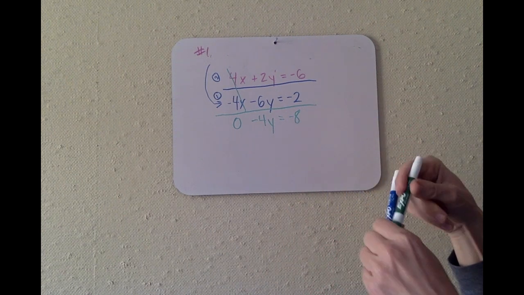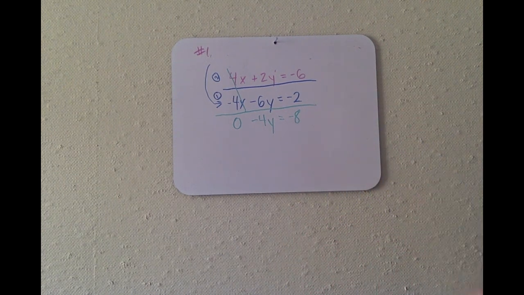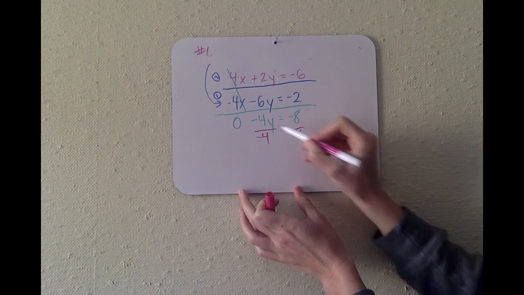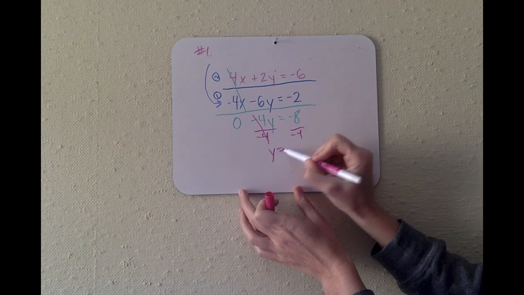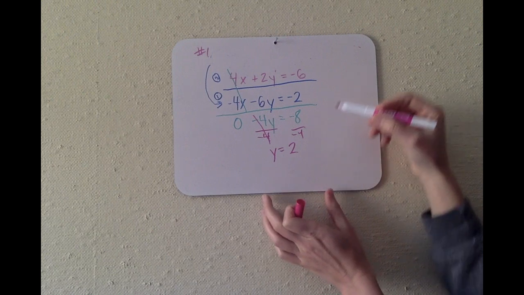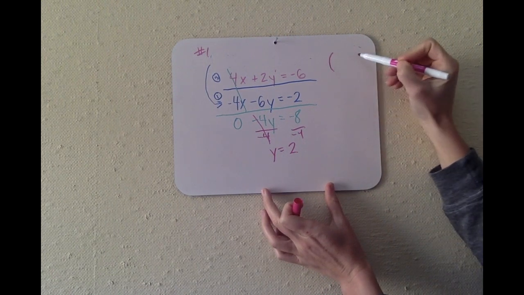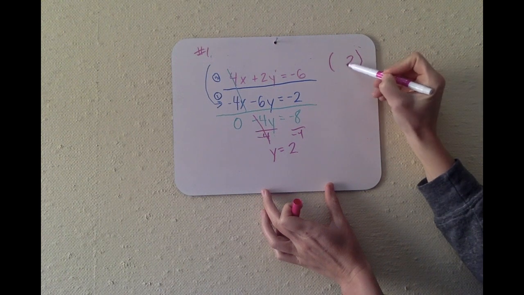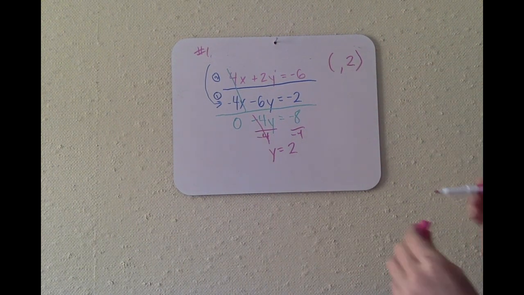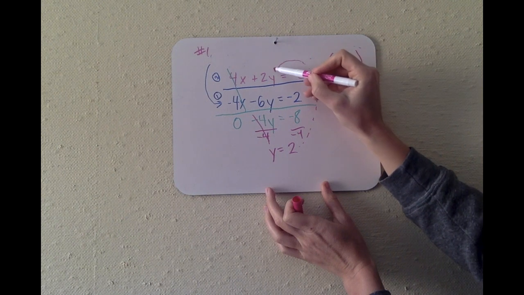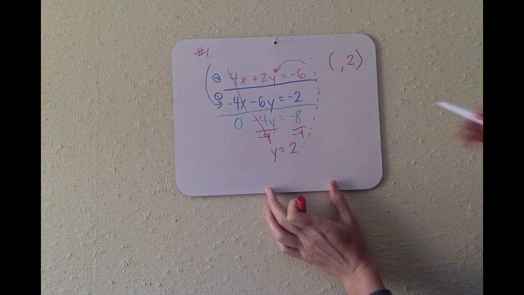And now I can keep solving for y by dividing by negative 4. And I have y equals 2. Negative 8 divided by negative 4 is 2. So my solution so far, where these two lines intersect, my y is 2. Now to find my x, I can put my y back in here, and then I can find my x.